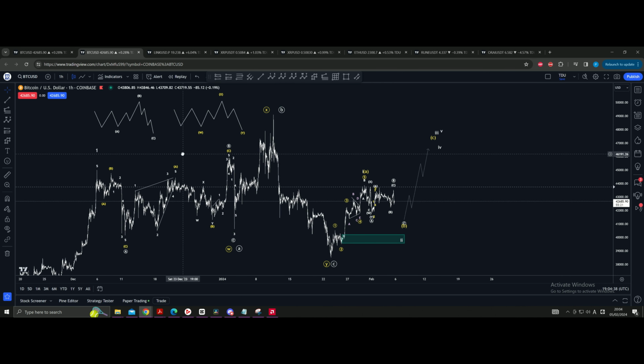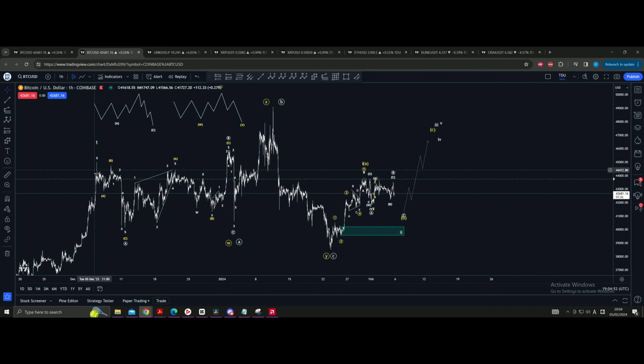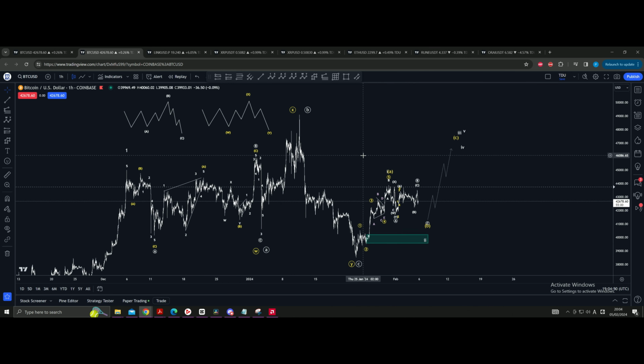So that's why I entertain this idea that we have actually a flat here as a wave A or a W with a flat, zigzag and an impulse down. So 3, 3, 5, and then we have this abomination of a wave that overlaps. That can be a zigzag family or whatever, and it can be your wave B or wave X.